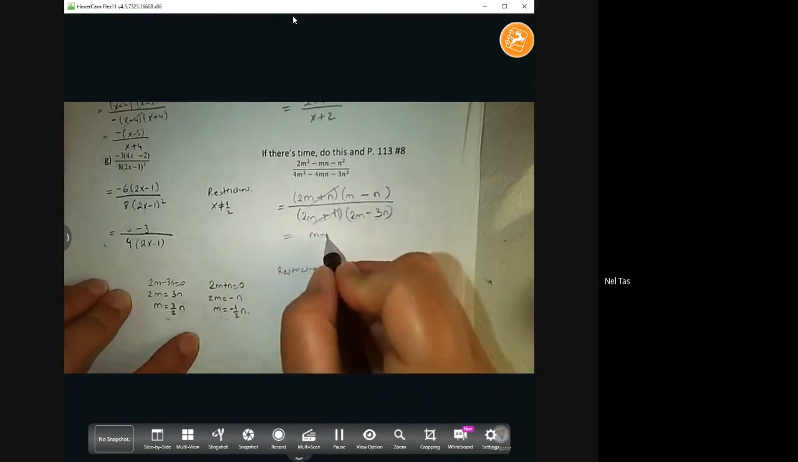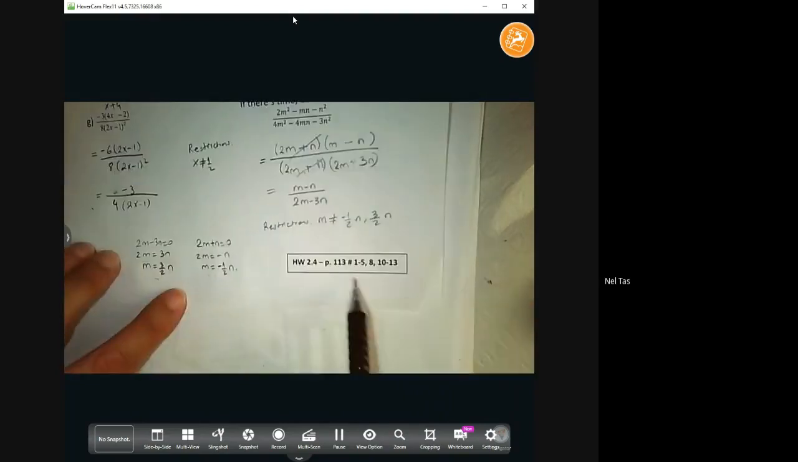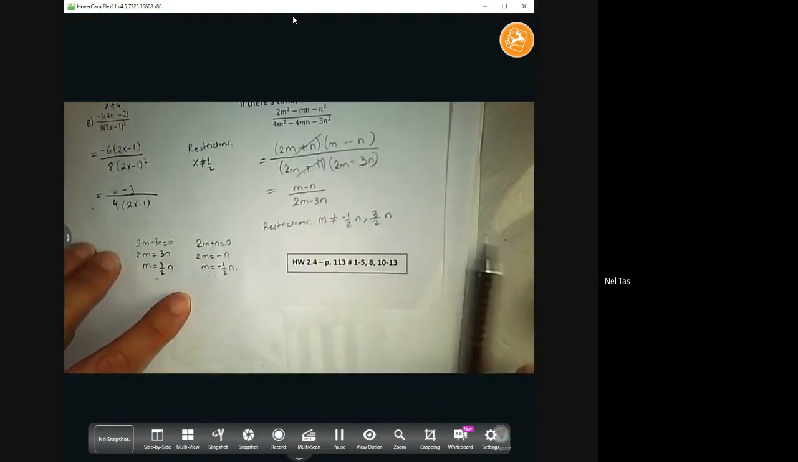So we get m minus n over 2m minus 3n. And you see here the practice questions from your textbook.